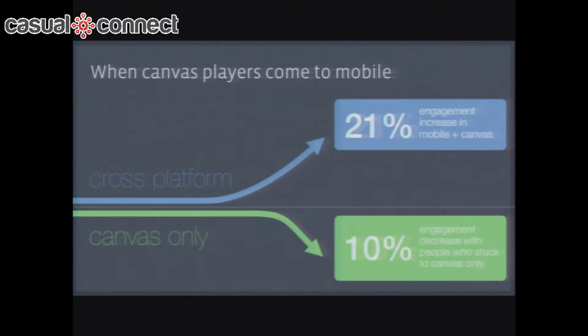And the same holds true for Canvas players who are coming from desktop to mobile. This is one you might not necessarily think of, because you hear a lot about people making the transition to mobile, but you do see an increase in cross-platform engagement of 21% when people come to mobile from Canvas. And if they just stay on Canvas, you see a decrease of 10%. So all these trends continue to show that the more platforms you can make your game available on, the better it is for you and for the players.